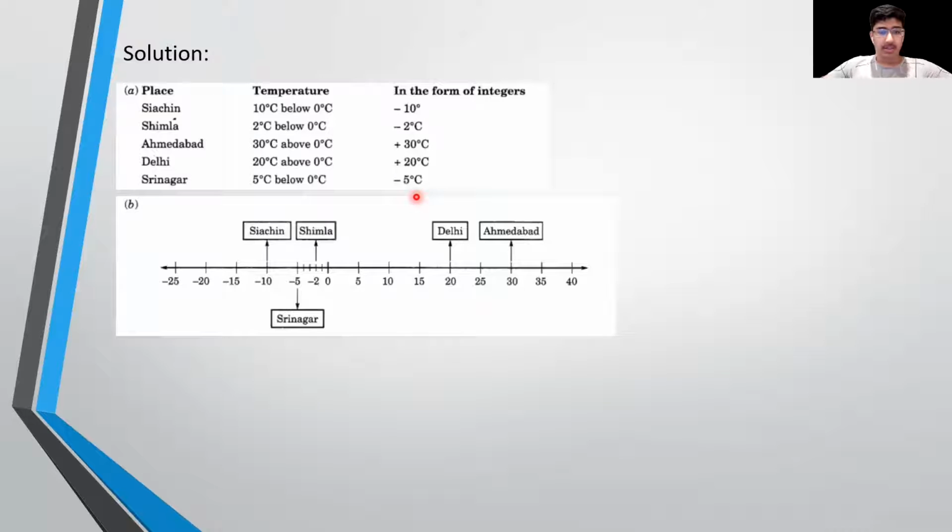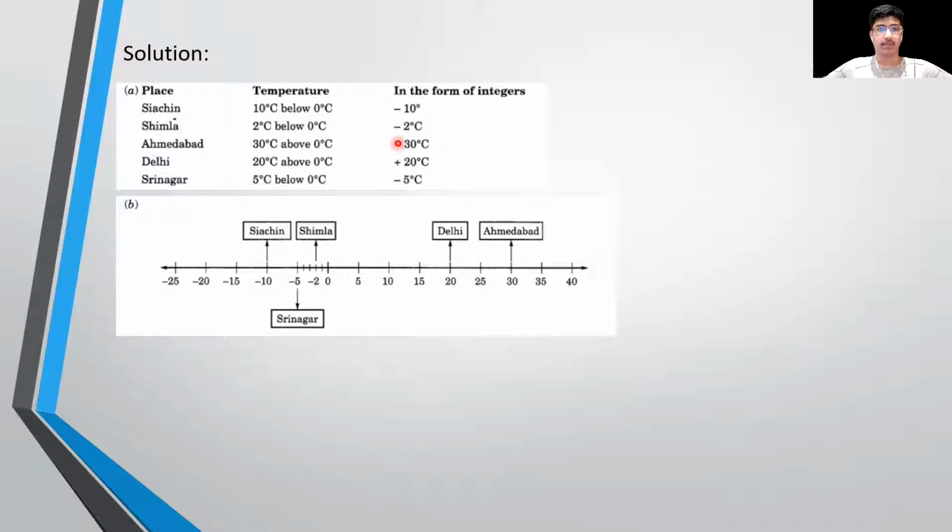Part B. They're basically asking us to plot the name of the city against its temperature. So the first one, Siachen, minus 10. So here is a number line. From 0, we move 10 units to the left because it's negative. So once we move 10 units to the left, we get minus 10, and over there we put an arrow and write Siachen. So this is the first one, Siachen.